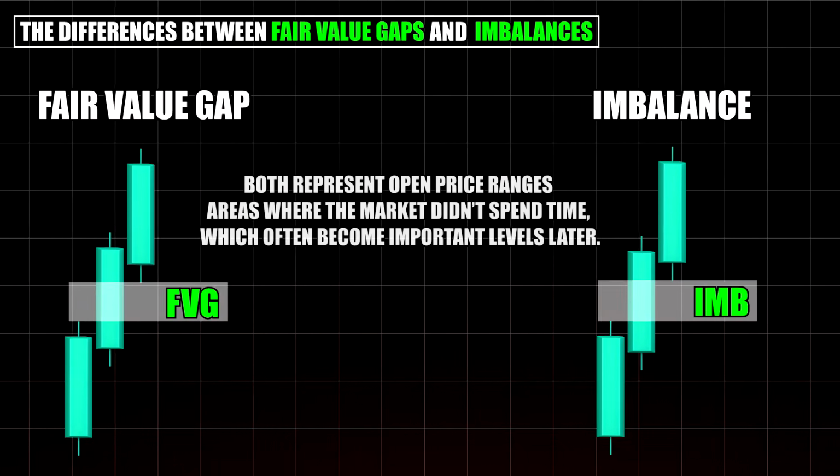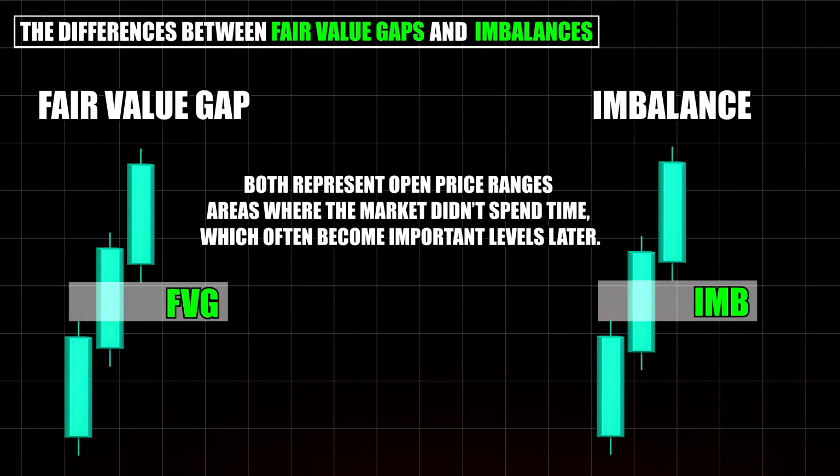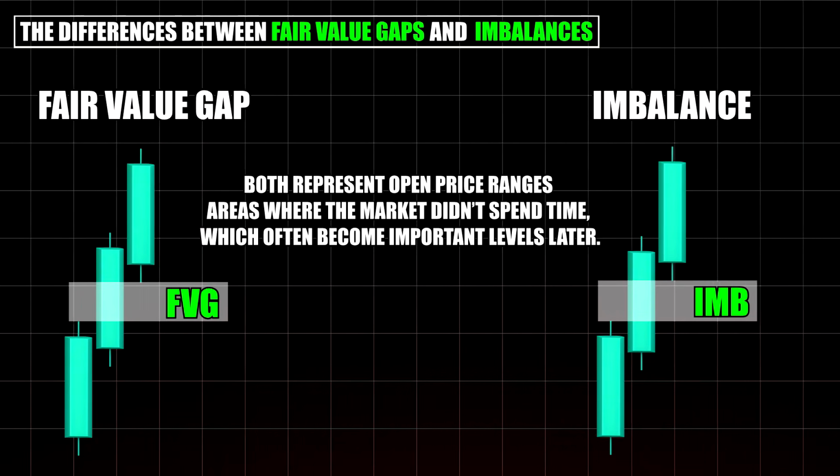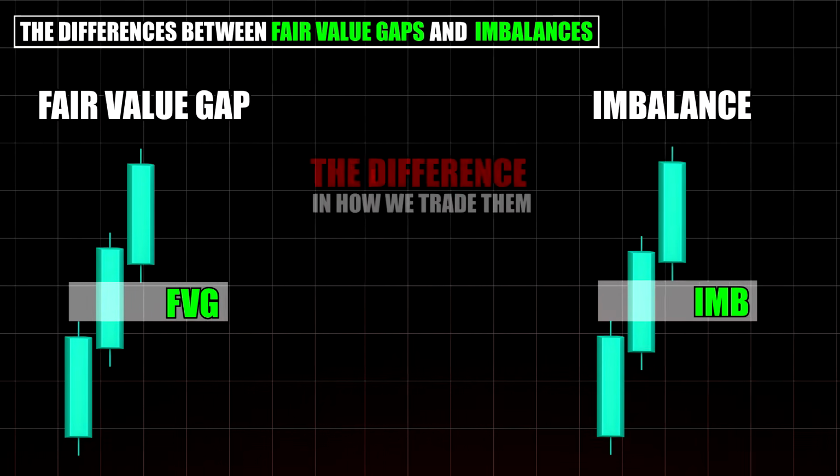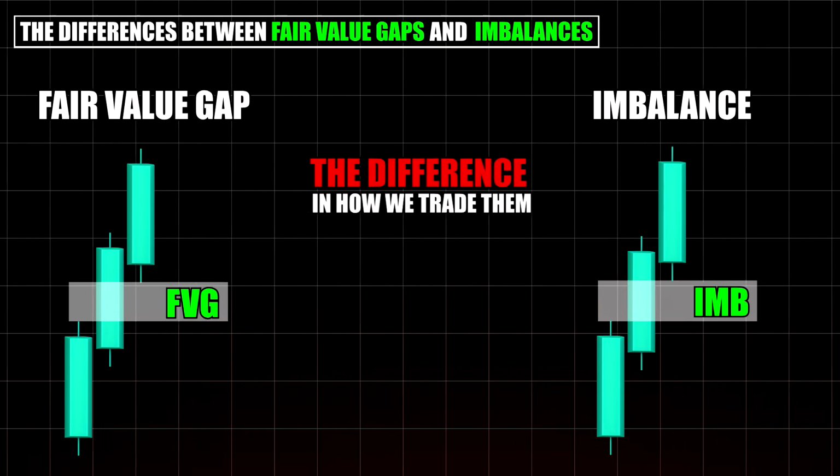The key thing is that both represent open price ranges, areas where the market didn't spend time, which often become important levels later. Now, this is where the differences come in: how we trade them.